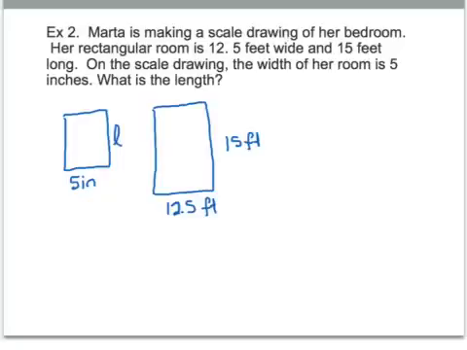Okay, so let's set up a proportion. You can compare length to width, or you can do length to length. It does not really matter. I'm going to keep it as length to width. So I want to know that the ratio for her scale drawing, L to 5, will give the same ratio as her actual bedroom, 15 to 12.5. So we compared length to width and length to width.